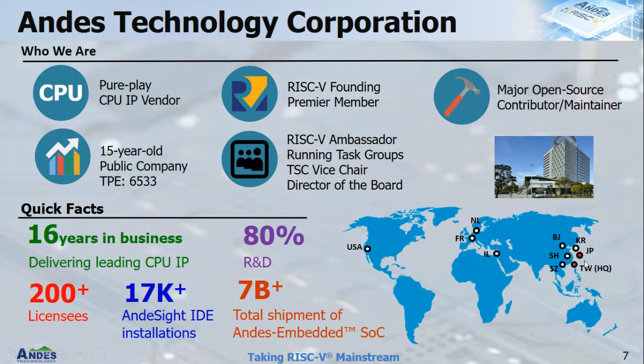Andes itself is headquartered in Taiwan, so we are a Taiwanese company, but we have branch offices all over the world. So we are in Japan, in Korea, of course Greater China, Israel, Europe, in the Netherlands and France, and also in the United States.